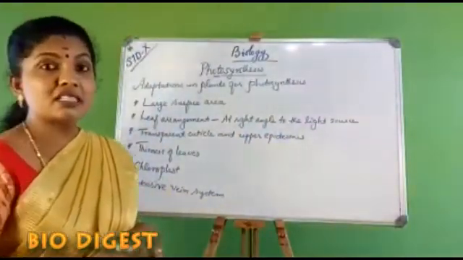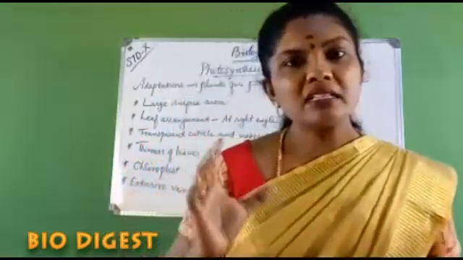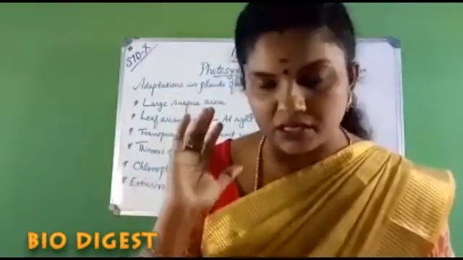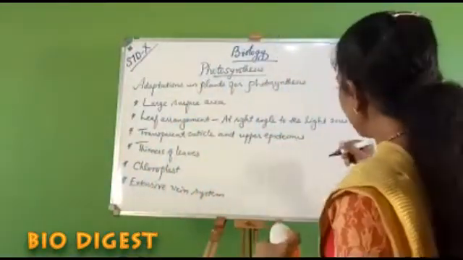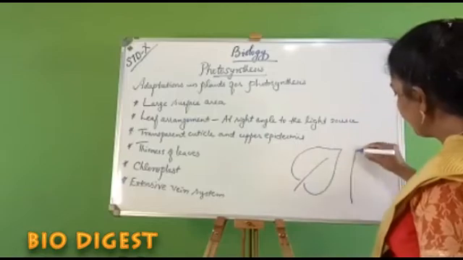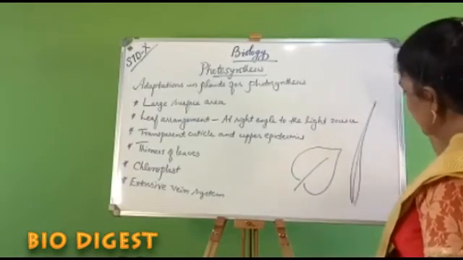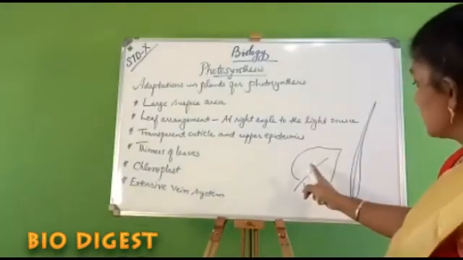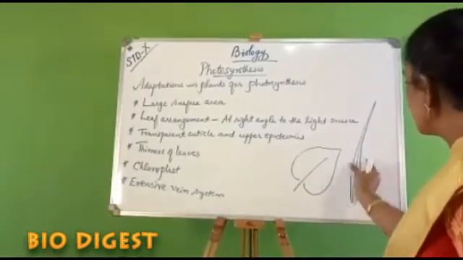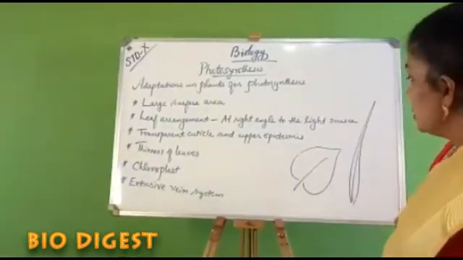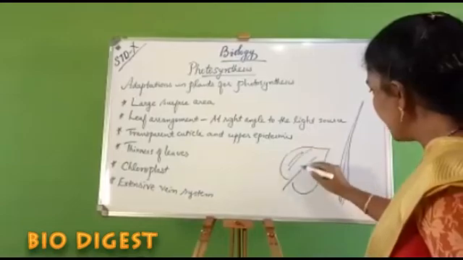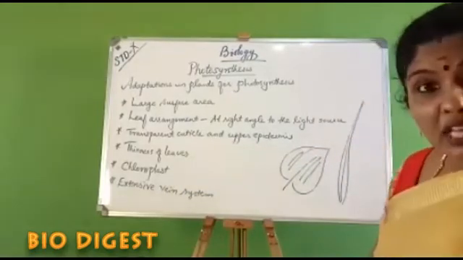One is large surface area. Large surface area means here it actually implies the large surface area of the leaves. You might have seen different types of leaves. I am drawing different types. This is one type of leaf. This is another type of leaf. So see the difference. Here this is actually a broader leaf. This one is a narrow leaf. So which is having more surface area? Of course this leaf. This leaf will be having more surface area than this narrow leaf.